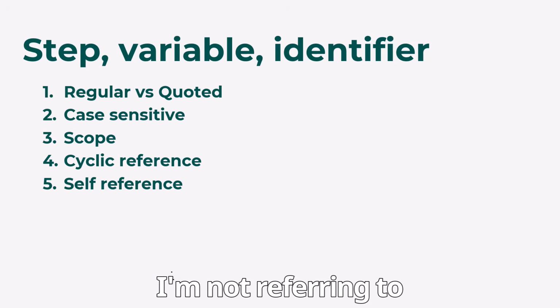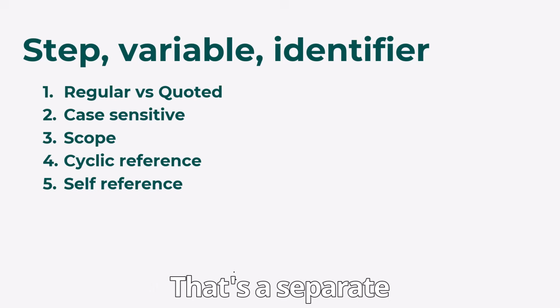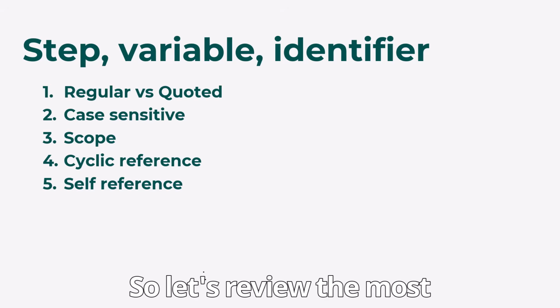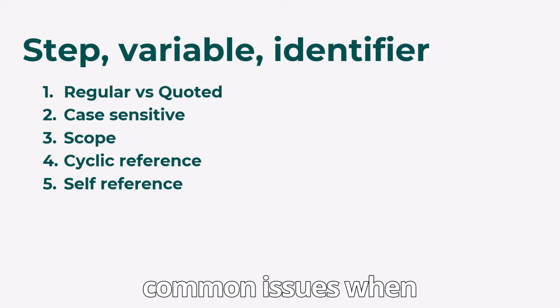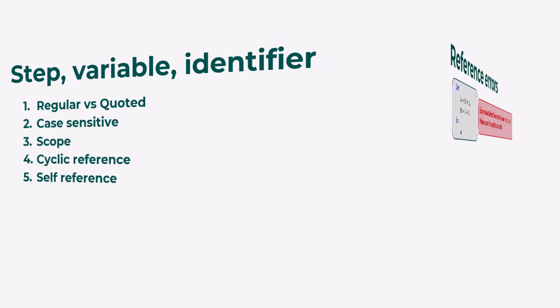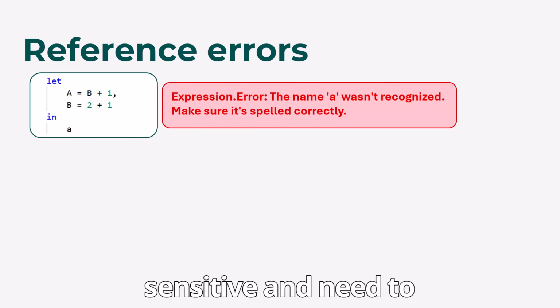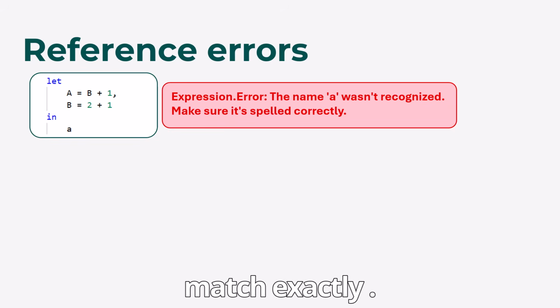I'm not referring to recursive functions. That's a separate mechanism, and it's not covered in this video. So let's review the most common issues when referring to values. First, identifiers are case-sensitive and need to match exactly.